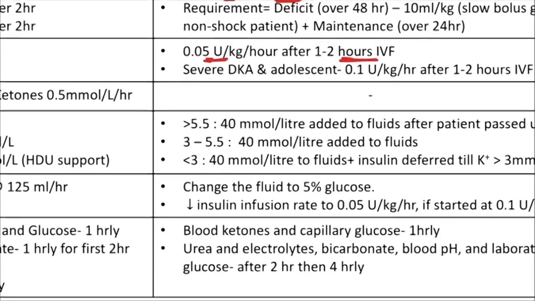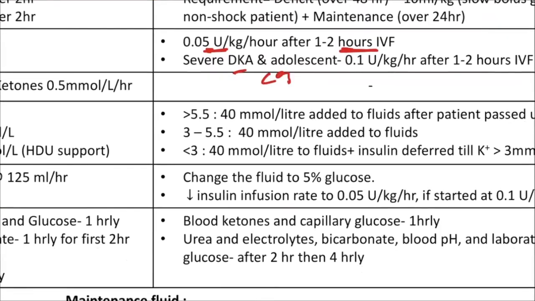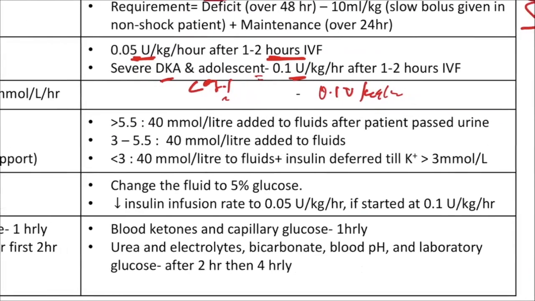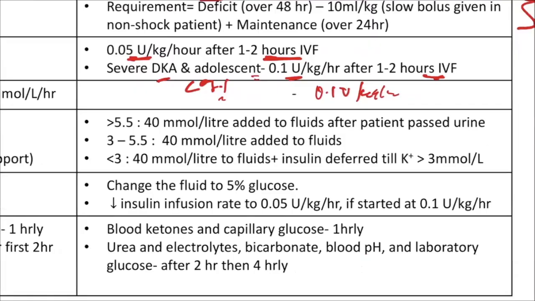In a severe DKA, that means the pH is less than 7.1, or in an adolescent, anyone around 12 or who looks like an adult, you can consider as an adolescent. For them, we start at the adult dose, that is 0.1 unit per kg per hour. Again, do not start immediately, at least give hours of fluid, then you start. What about the potassium? If it is above the normal range, you add 40 millimoles per liter to the same fluids you have calculated.